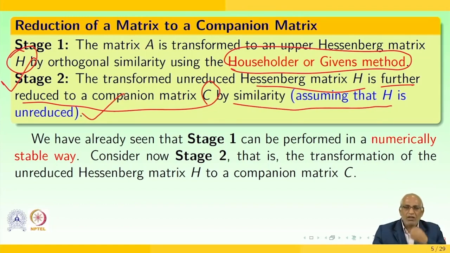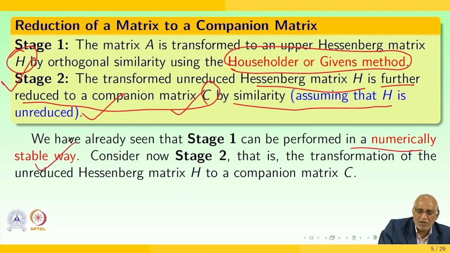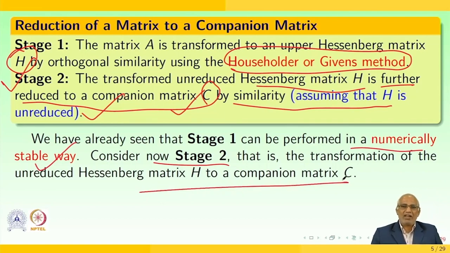So what we were trying to do is reduce the coefficient matrix into a Hessenberg form in two stages. The first stage gives the upper Hessenberg matrix, and in the second stage the unreduced Hessenberg matrix H is further reduced to a companion matrix. We have already seen that stage 1 can be performed in a numerically stable way. That means stage 1 is stable and desirable. Consider now stage 2, that is the transformation of the unreduced Hessenberg matrix H to a companion matrix C.